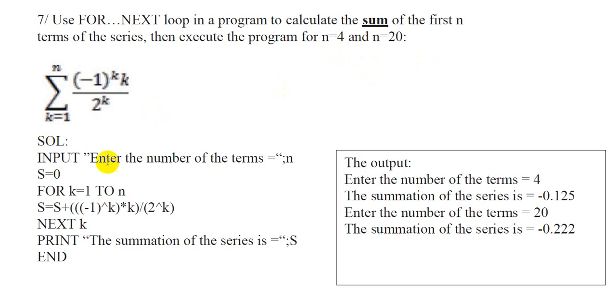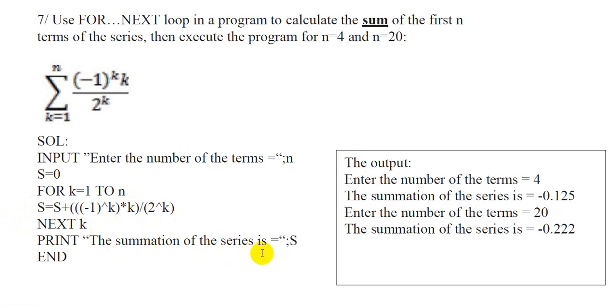Solution. Input: enter the number of terms n, with n between 2 quotation marks. S equals the following, as you can see, with k taken as the counter, for k equals 1 to n. S equal to S plus 1 up to k times k plus 2, up to k, as you can see. Next k, that is, iterate k.